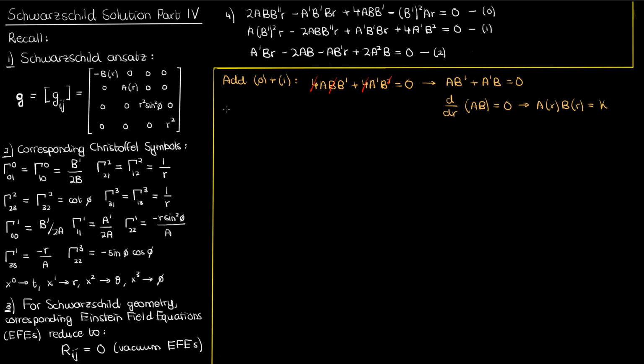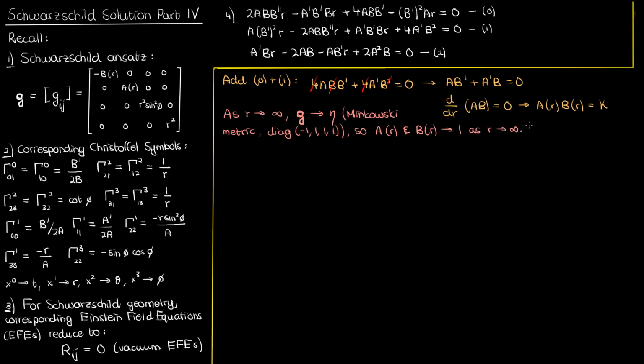Well, in Schwarzschild geometry, if we're really far away from the massive object, then our spacetime geometry should approach that of a flat spacetime, of a spacetime with no gravity. So our Schwarzschild metric should approach a Minkowski metric as the r-coordinate approaches infinity. And if we look at our Schwarzschild ansatz, we can see that for our metric to approach a Minkowski metric as r approaches infinity, a and b have to approach 1. So as r approaches infinity, a and b approach 1, which means that the product of a and b, our constant K, must also approach 1.